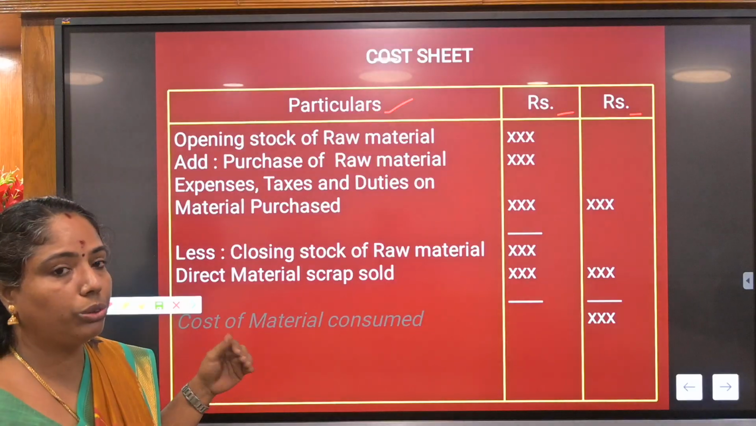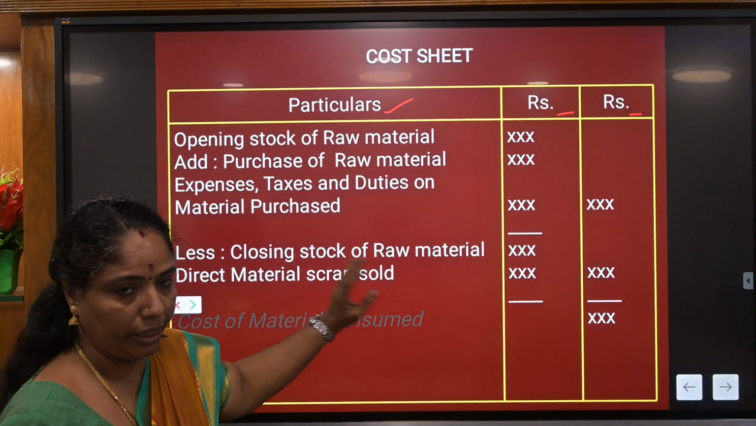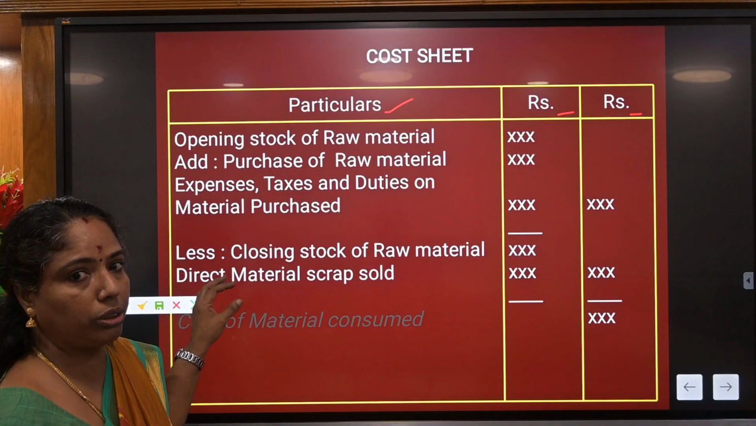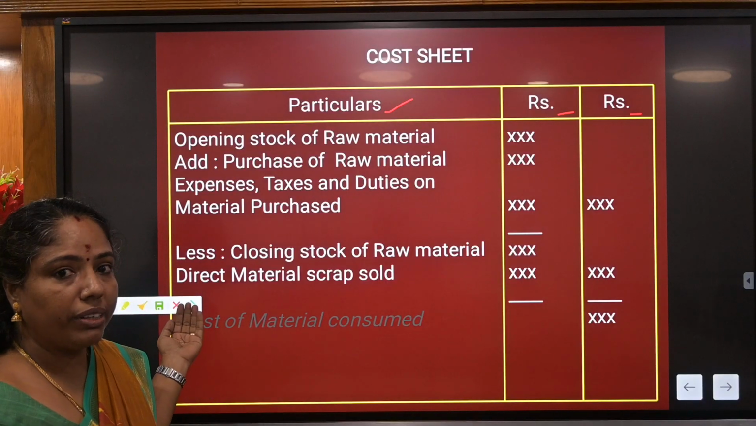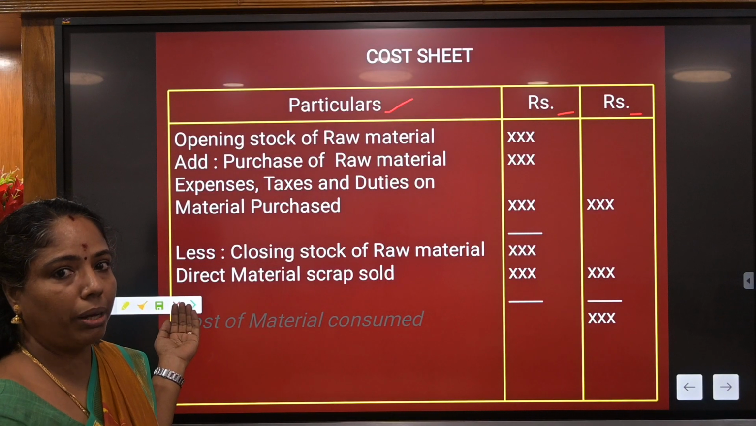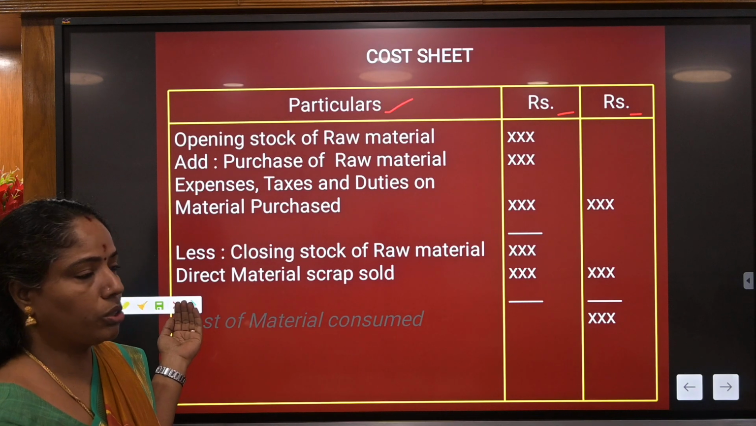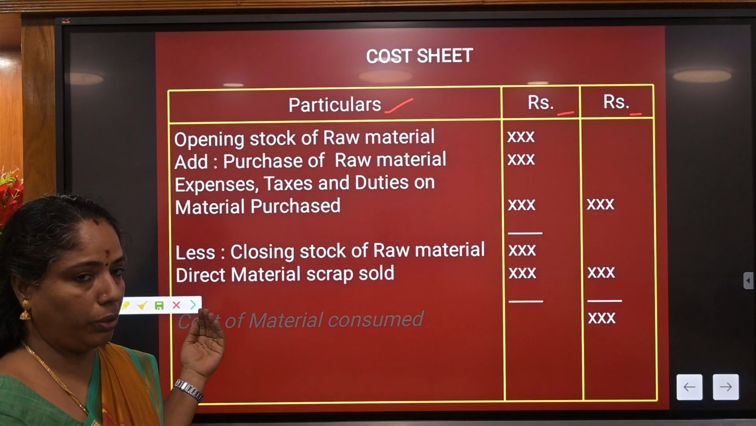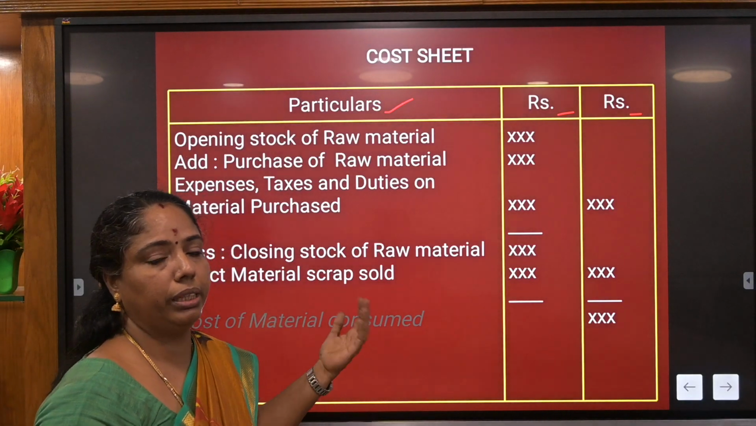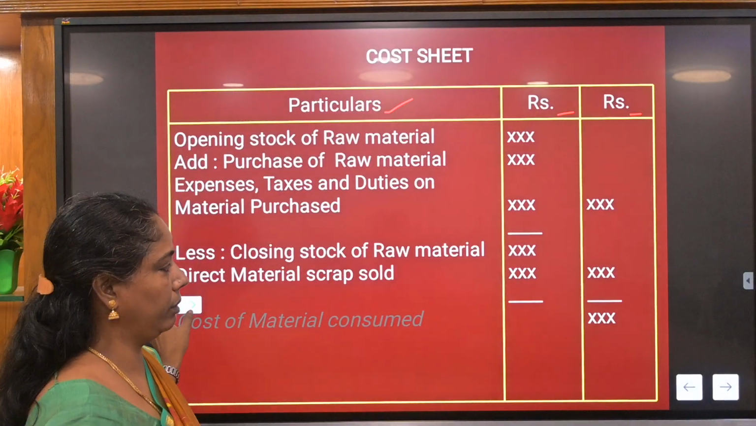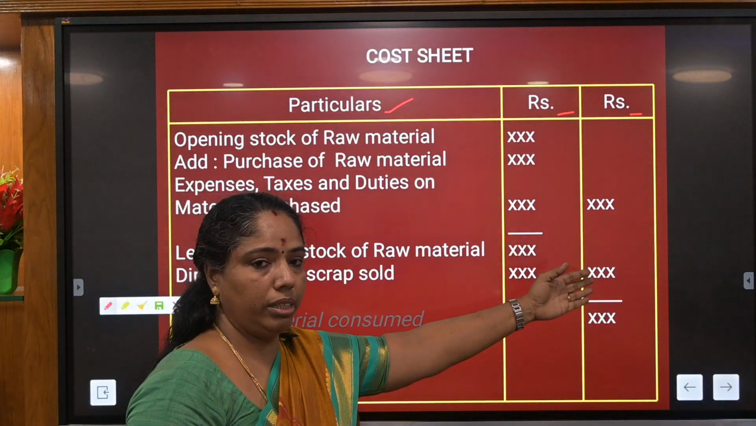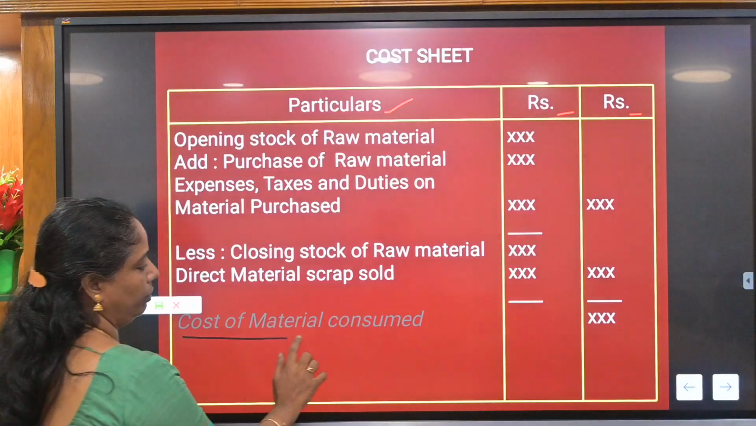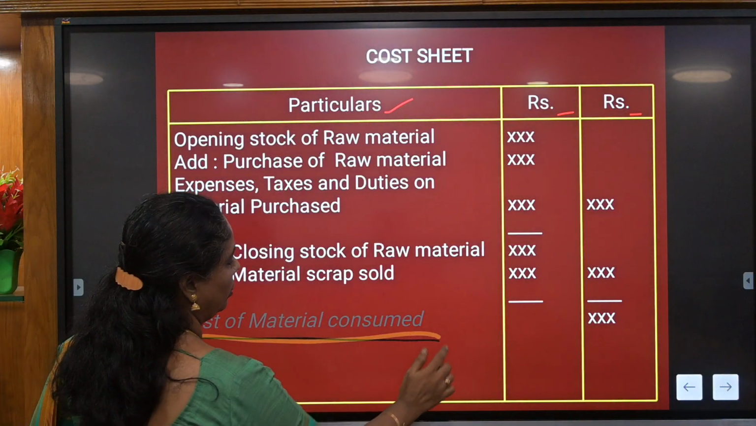Then from that we have to deduct closing stock of raw materials. That is, at the end of finalizing the product, that which is not used, we have to subtract. Then if we sell any scrap materials, we will get some income from that. That also should be deducted. Here we are finding out the cost of a particular product, so any income we get from raw material sales we have to deduct. After deducting, we will get the final answer, that is cost of material consumed.